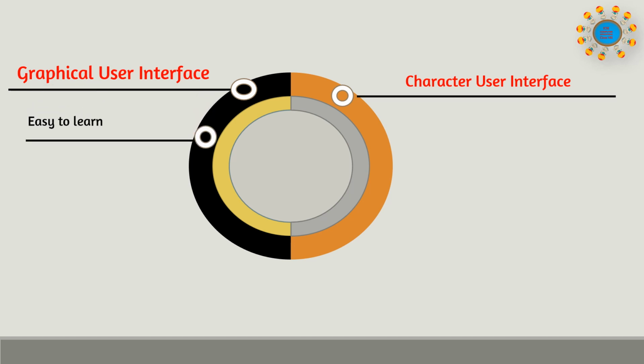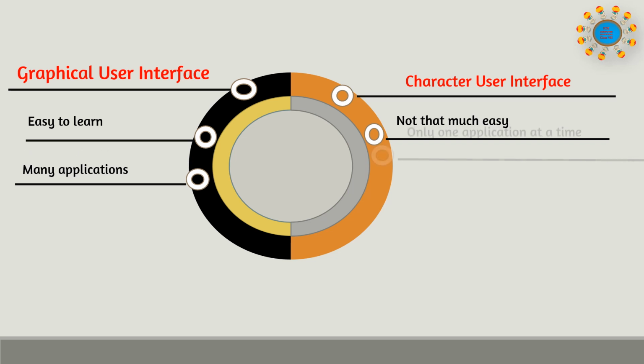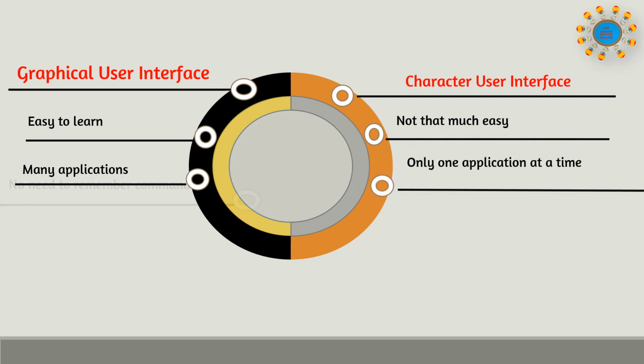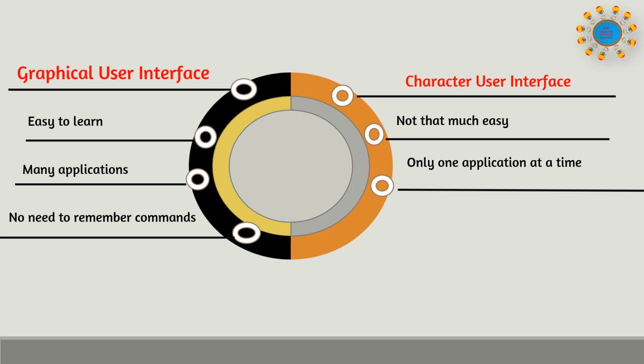The graphical user interface is easy to learn. We can use the mouse, just click and do a particular work. But in the character user interface, we have to learn the commands, so it is not easy to learn. In the graphical user interface, many applications can run at the same time. In the character user interface, only one application can run at a time. In the graphical user interface, as we are using the mouse, there is no need to remember the commands. But in the character user interface, we have to remember the commands. If the command is not correct, the work will not be done.